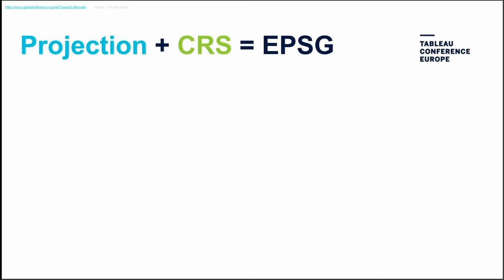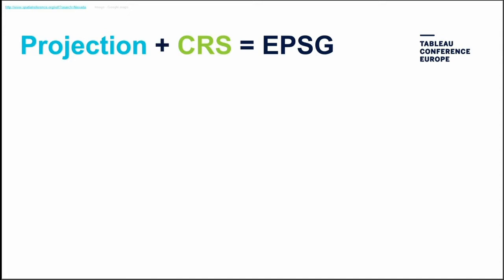So if we have a projection and a coordinate reference system, and if you have lots of money and it's really done well with a lot of mathematical checking in the background, you will be given by an agency something called an EPSG code. An EPSG code helps a computer and helps other people understand what projection that data is in and what CRS is being used.